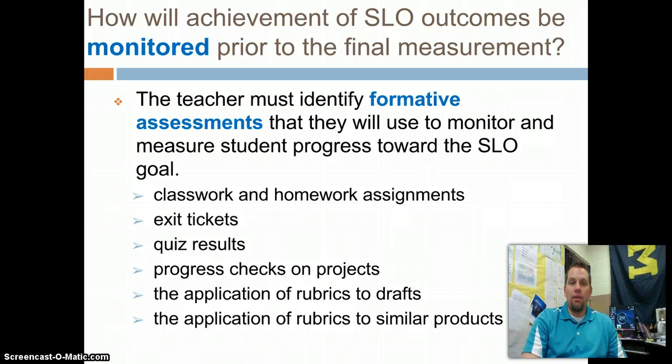So this is the monitoring piece. Quiz results, progress on projects, application of rubrics to drafts, application of rubrics to similar products. So if, for example, you're working on argumentative writing, you have the same rubric. You give them a pre-assessment, they're writing an argument, measure them based on that, and then you're trying to increase their data based on the same exact rubric.